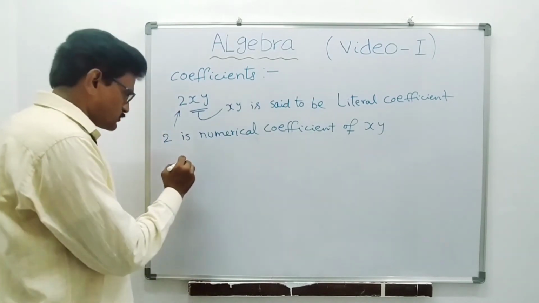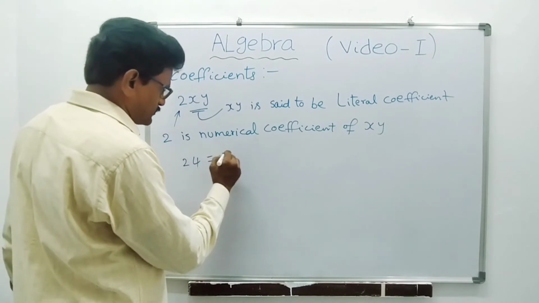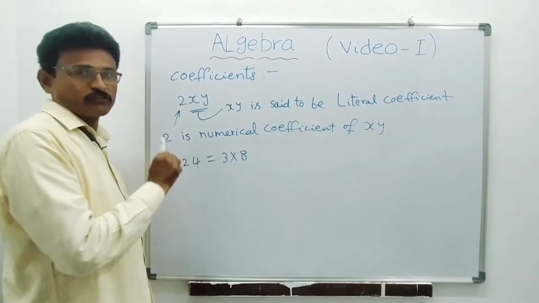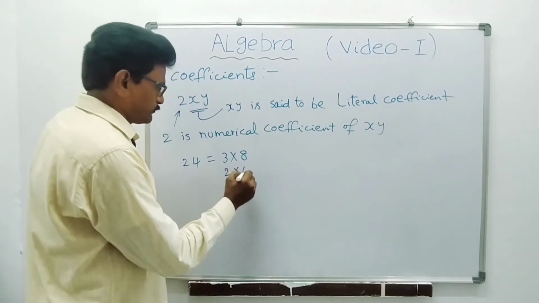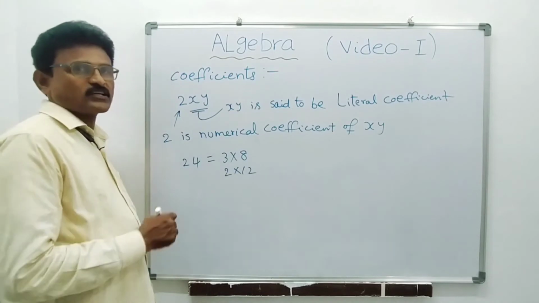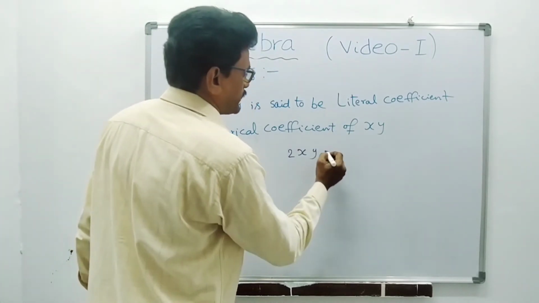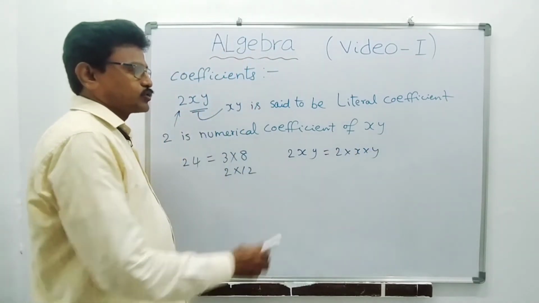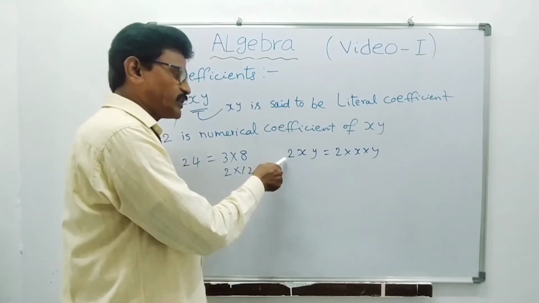Suppose 24 is there, we can write 24 as 3 into 8. 3 and 8 are factors of 24. Like that we are telling. 2 into 12, 2 and 12 are also factors of 24. Like that, 2xy we can write as 2 into x into y. So 2 is the coefficient of xy, and xy is the coefficient of 2.